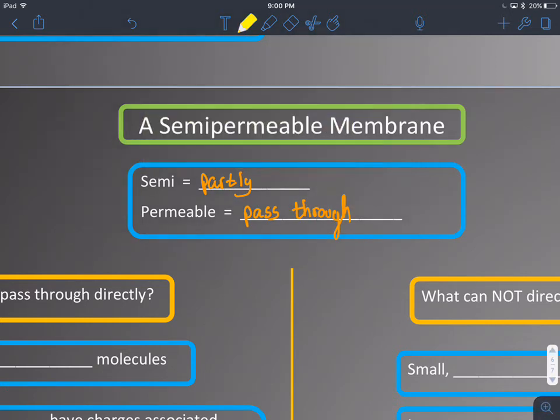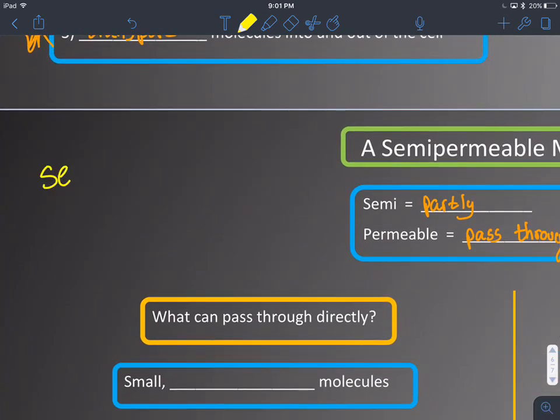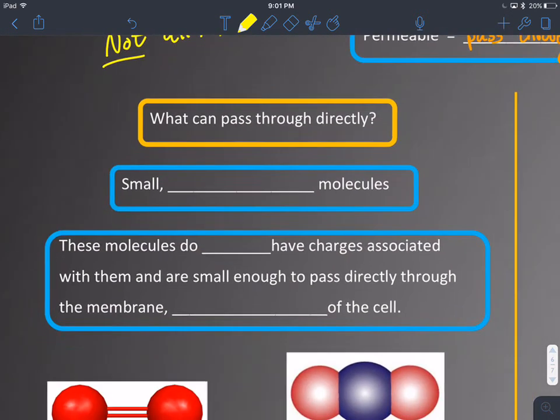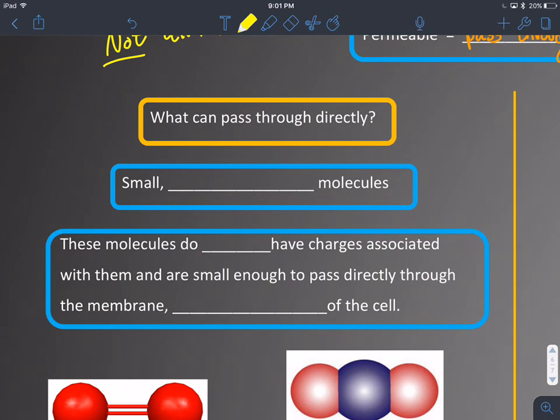Therefore, the word semi-permeable equals some things pass through, not all. Just some things. So, what can pass through the cell membrane directly? That is, what can just go right through and right out without actually being regulated?